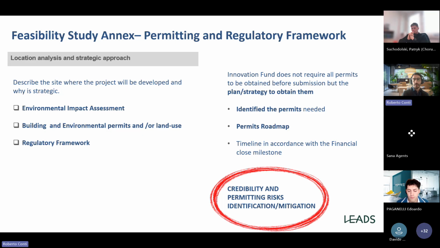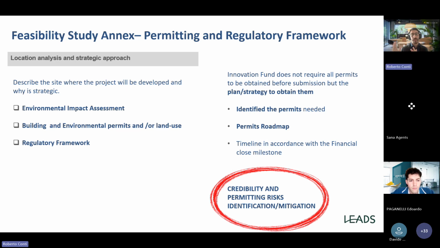You have a permit roadmap, and the permit roadmap timeline is in accordance with the financial close milestone. So you should have all the permits, of course, because of the final investment decision before the financial close, the first step before the construction.